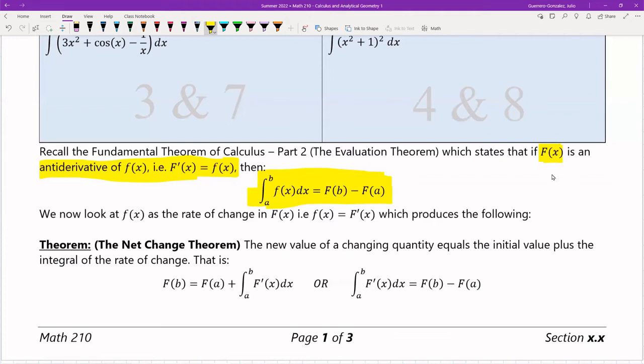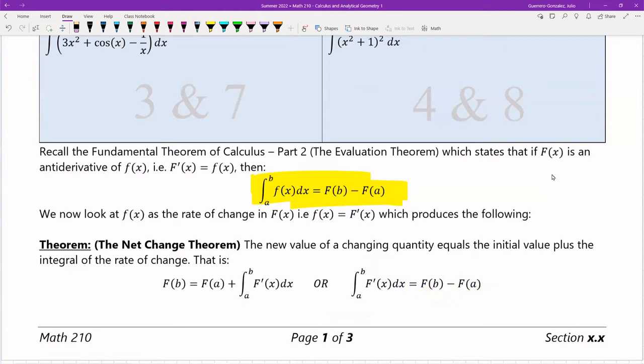What the net change theorem says is we get to look at little f of x as big F prime. That's the only thing that changes, really. If you notice, these two statements right here are exactly the same, with the exception of this difference right here. Let me read this out and summarize really quick.